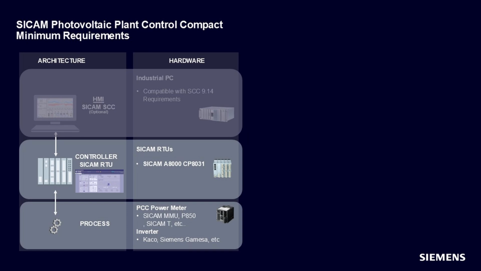In addition to control, monitoring is also essential. For that purpose, we need to integrate at least one power meter. This power meter must be quick and accurate enough to align with the desired response of the photovoltaic PV plant.